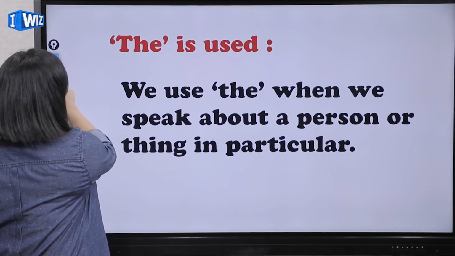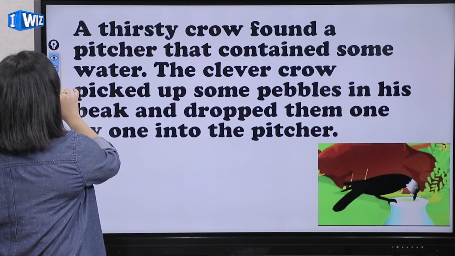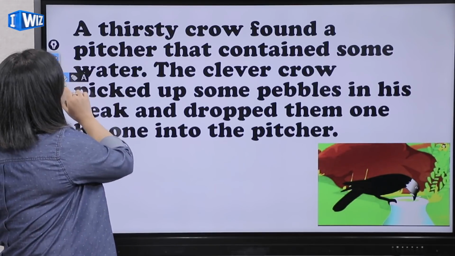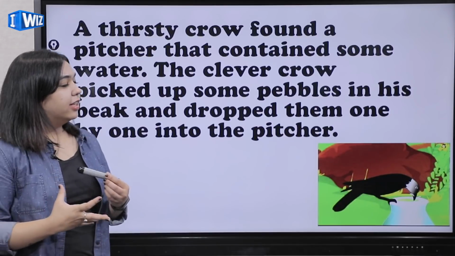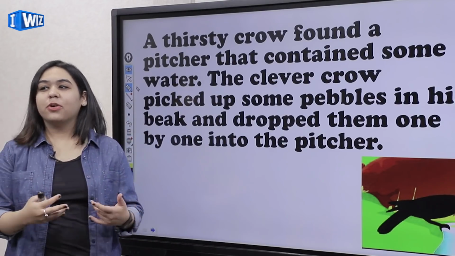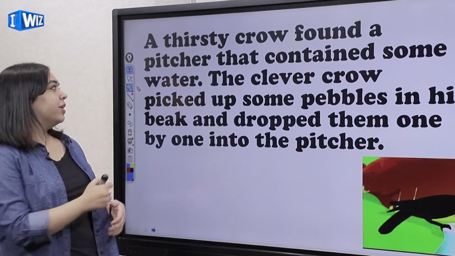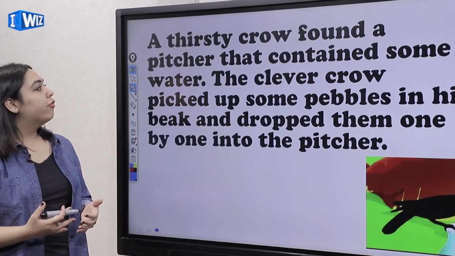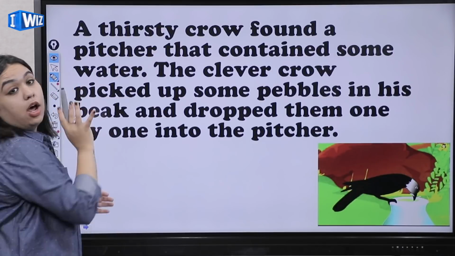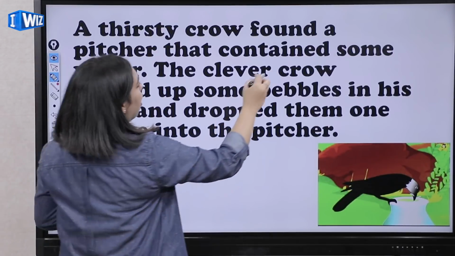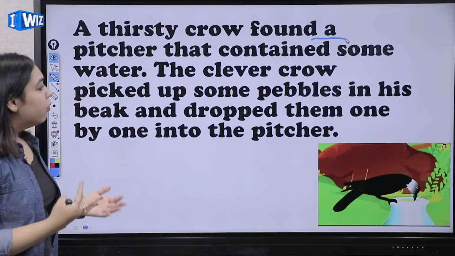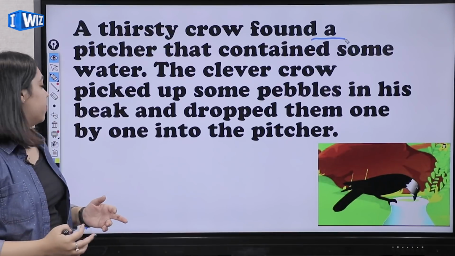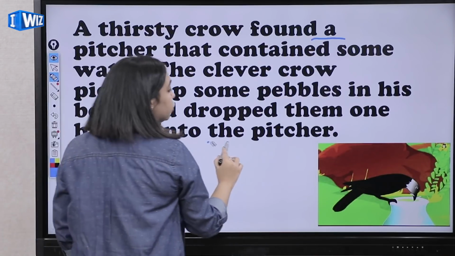Now let's move on. Let's talk about the story. Okay, you must know about this story, The Thirsty Crow. We've read it when we were in our childhood also. We've heard about this story about the thirsty crow. Let's read it first. Then I will try to explain what I'm trying to say. Okay, a thirsty crow found a picture. Just lay stress on the articles wherever the articles are. Found a picture that contained some water. The clever crow picked up some pebbles in his beak and dropped them one by one into the picture.